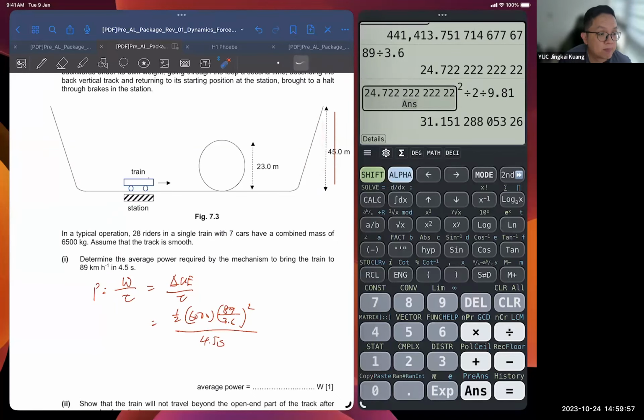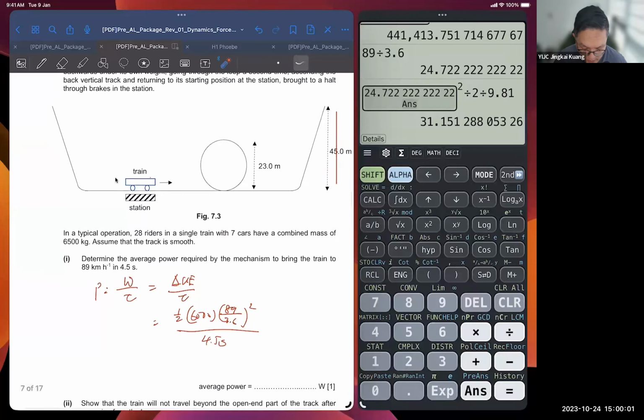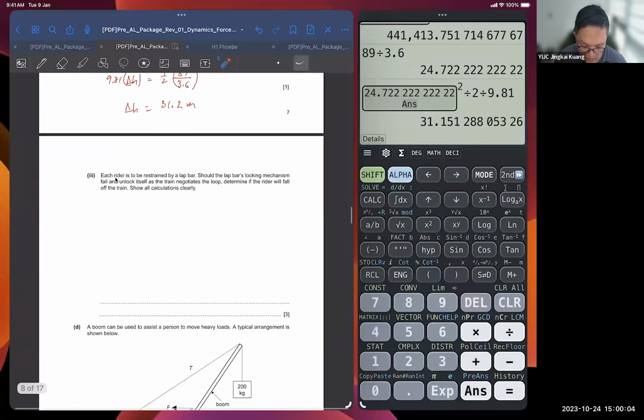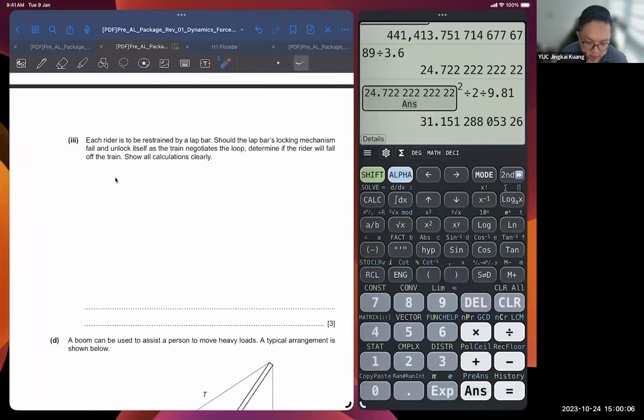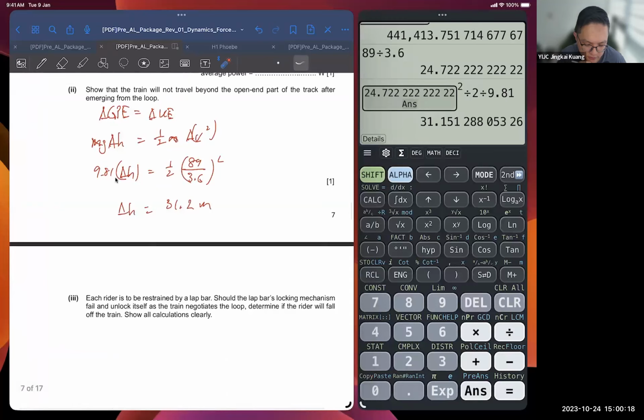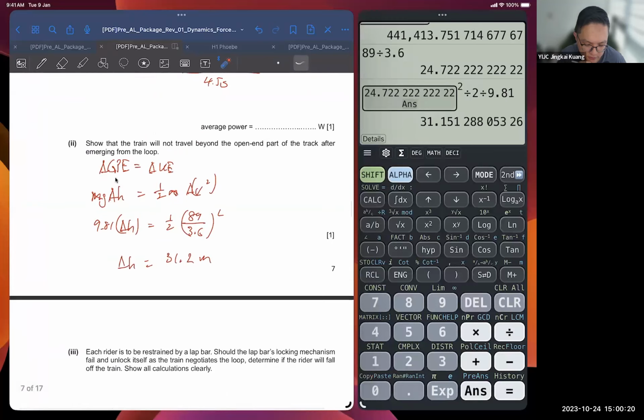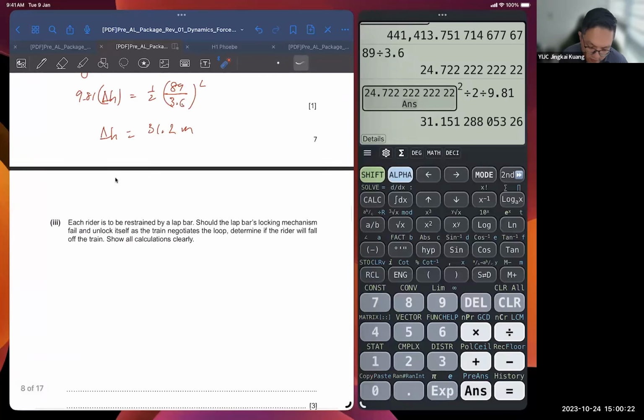Okay. So this is part 2. Part 3. Each rider is restrained by a lap bar. Should the lap bar's mechanism fall and unlock itself as the train negotiates the loop? Determine if the rider will fall off the train. 3 marks. Can I just convert the 89 to speed?